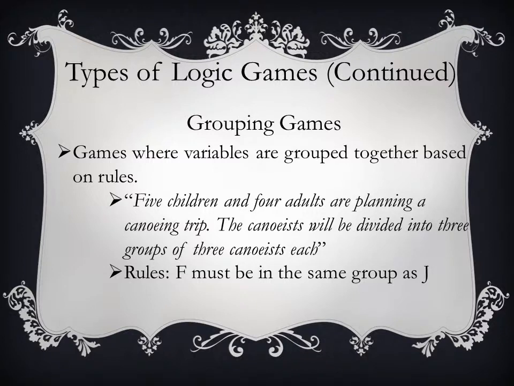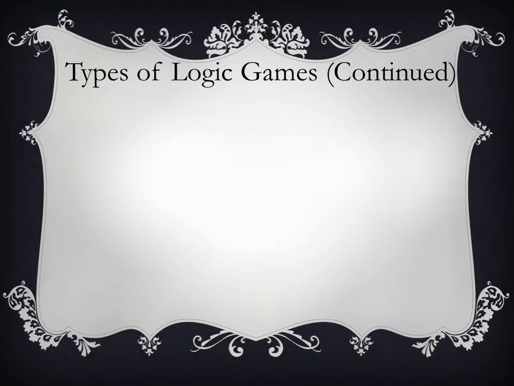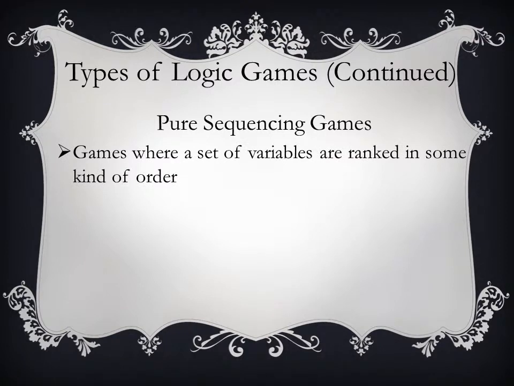And last up, pure sequencing games. These are actually my favorite. Basically, these are games where a set of variables are ranked in some kind of order. Who's the tallest? Who was born when? Who's the oldest? Who's the shortest? Who's the fattest? Doesn't matter. You have to figure out what kind of order they may be in.